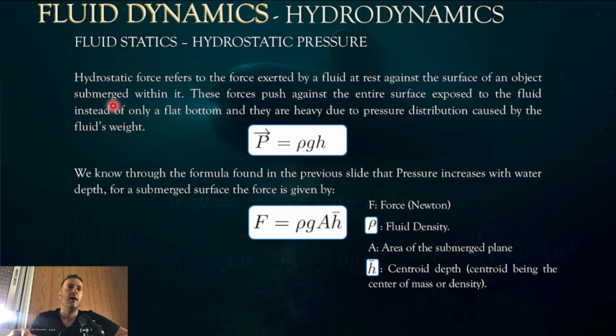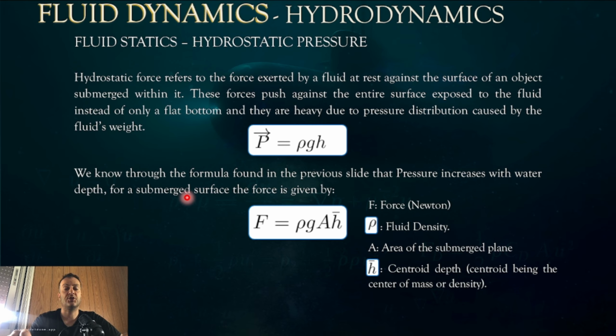Hydrostatic pressure. Hydrostatic pressure refers to the force exerted by a fluid at rest against the surface of an object that is submerged. It's not like a flat surface at the bottom. It is an object submerged within water or any other liquid. These forces push against the entire surface exposed to the fluid instead of only a flat bottom, and they are heavy due to pressure distribution caused by the fluid's weight. So we know that the pressure in water or any liquid is rho g h. We know through the formula found in the previous slide that pressure increases with water depth.